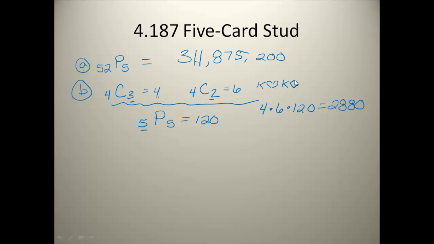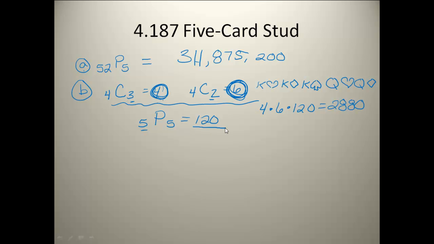So basically what this means, this top part here is saying I picked the King of Hearts, the King of Diamonds, and the King of Spades. So that would be one of these 4 arrangements right here. Then I'm also going to pick the Queen of Hearts and the Queen of Diamonds. That's one of these 6 right here.